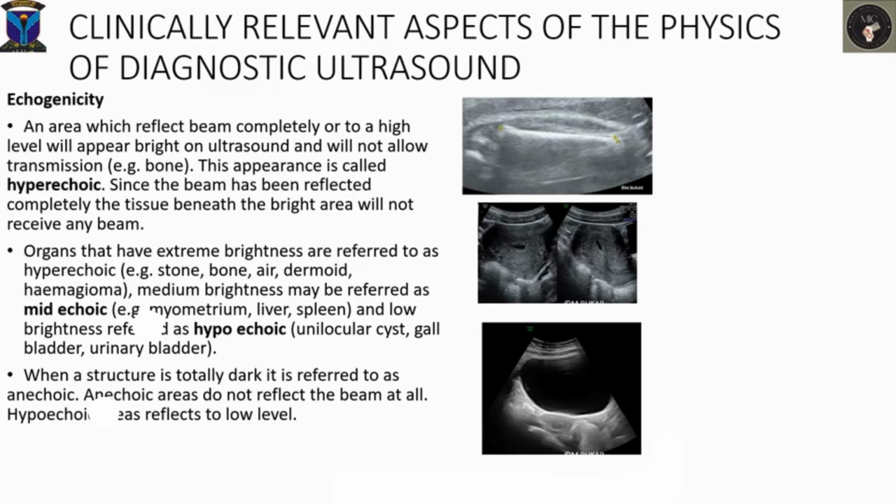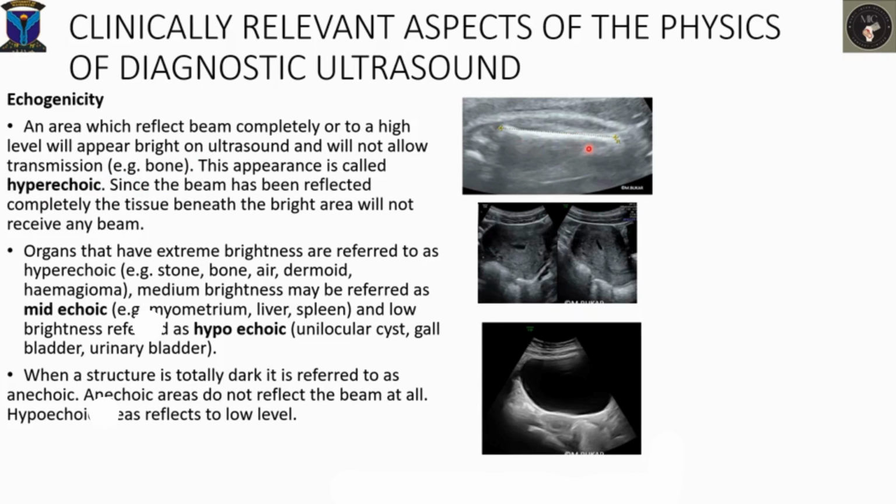Now, looking at some basic reminders, not definitions, just reminders, so that we follow fully the subsequent slides. When we say a lesion is hyperechoic, what it means is that it reflects the beam completely and it appears white, like this femur bone.